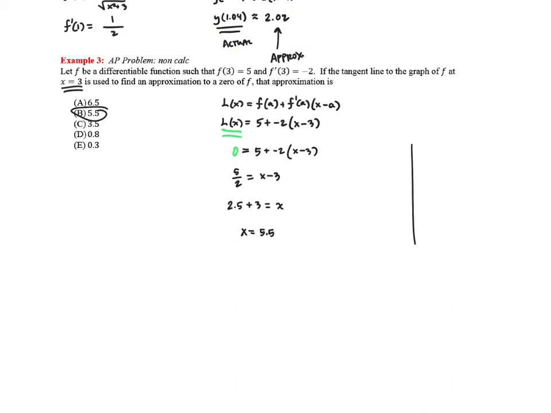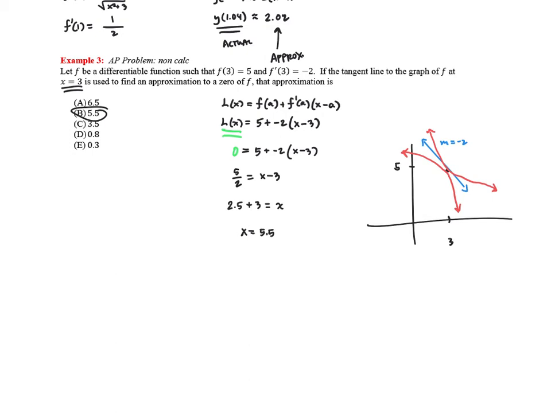All right, so let's visualize this. Let's draw a function. f of 3 is 5. Okay, the tangent line at 3 to this function. I don't know what the function looks like, but I know that the tangent line looks like this. It's got a slope of -2. Okay, well, I don't know what the function looks like. Could it look like this? Sure. Could it look like this? Sure. I have no idea.